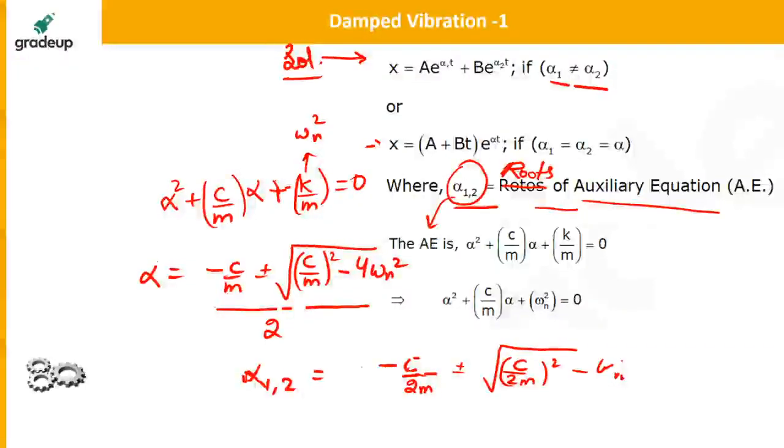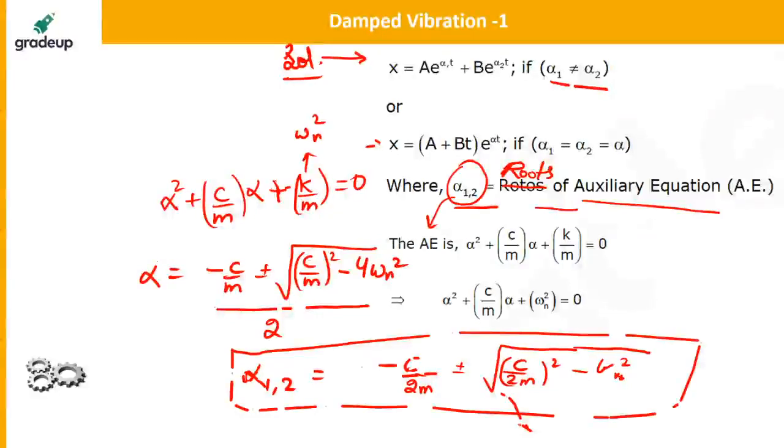Okay, so I've taken the 2 inside. This is omega n square. Exactly. So omega n square. Now alpha is having two values, alpha 1 and alpha 2. These are the two values of alpha. One will be plus, another will be minus. So what is basically your C by 2m? This component, the C by 2m component, is basically responsible for the loss in kinetic energy. So this component C by 2m is telling you about the loss in kinetic energy, and omega n tells you about the gain or storing of the potential energy.